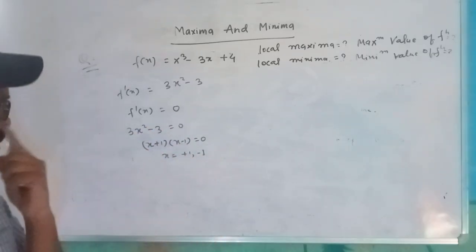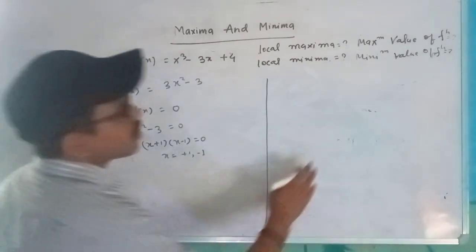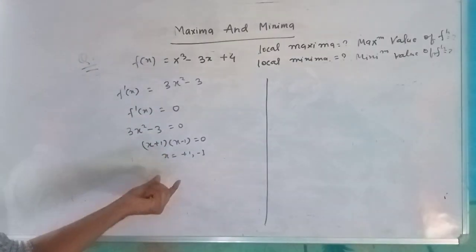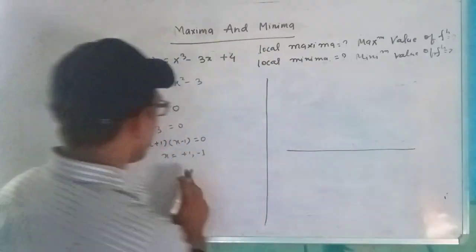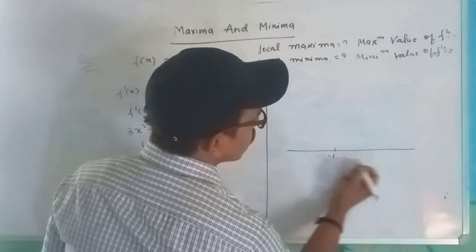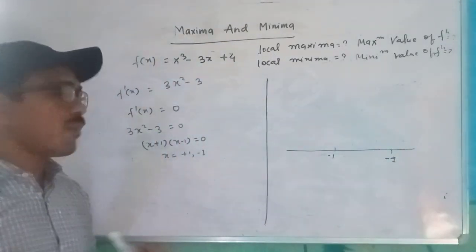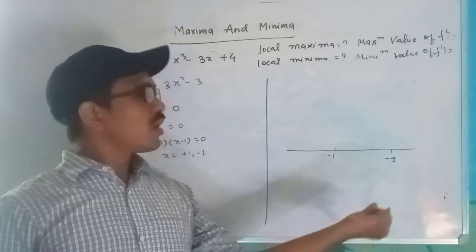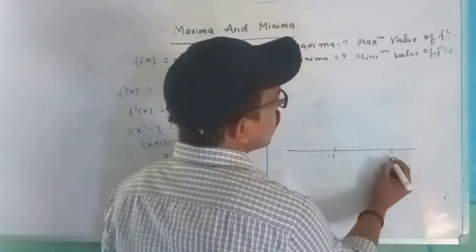So let's parallelly try to draw the graph. We find two points: x is equal to minus 1 and x is equal to plus 1. These are the critical points, but we have no idea whether each is a point of maxima or a point of minima, right?